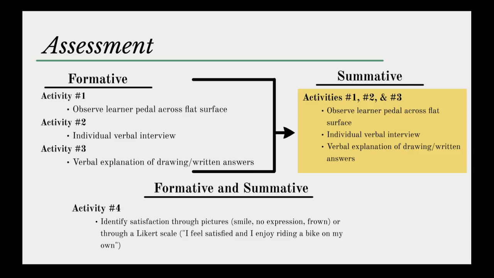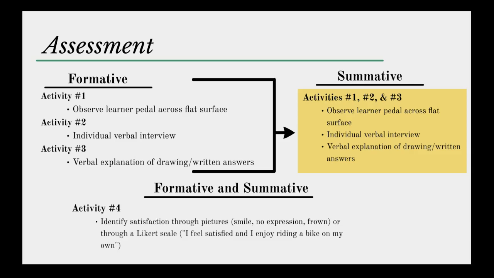For the formative assessment during the third activity, early childhood will verbally communicate in a group interview setting what they drew, and late adulthood will be asked to communicate the 5 ways that riding a bike could be beneficial to them. Instructors will record responses and move on.